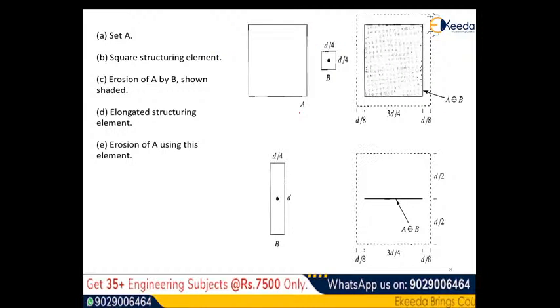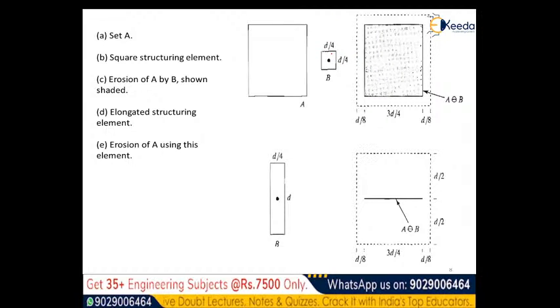So for the erosion operation we require capital A and capital B as well. If the dimension of A is small d, the dimension of B is d by 4. So it is 1/4 the dimension of the original image that is to be eroded. That is why it is mentioned d by 4 here. And the dot you see at the center is the origin of the structuring element.